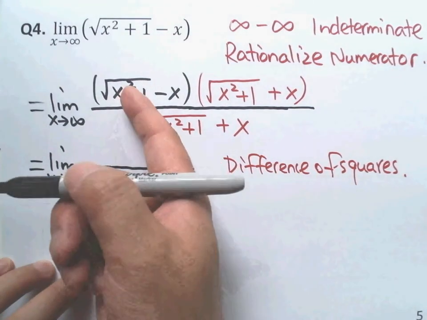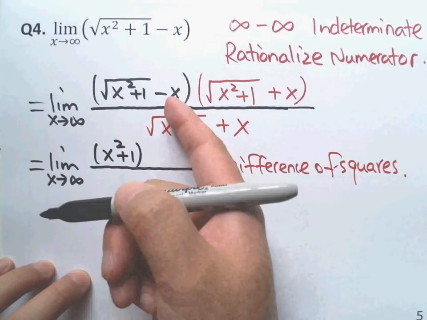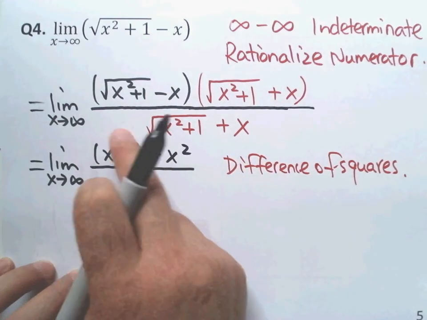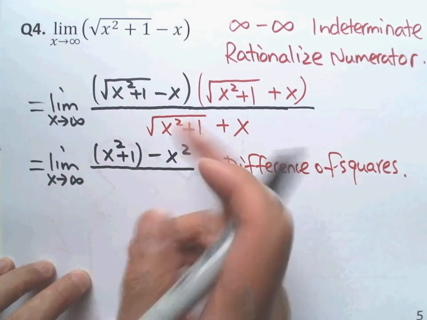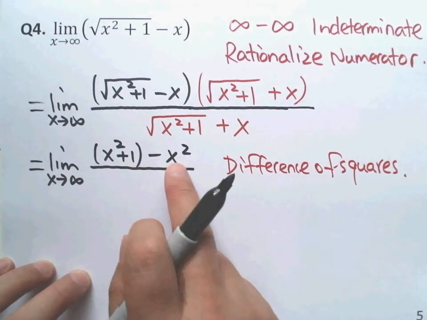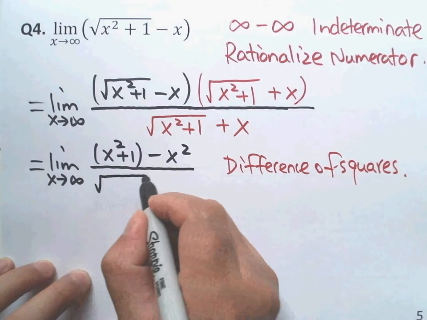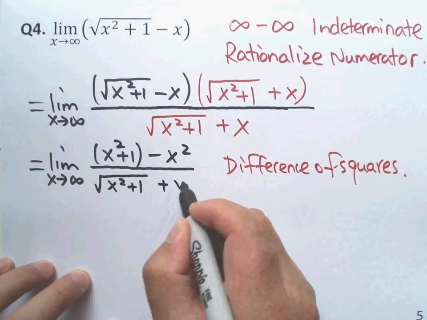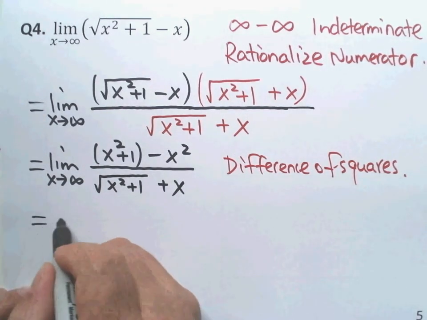If we write one more step, by the difference of squares, this square is x squared plus 1 minus x squared. That's the square of the square root. I take the square root away, right? So this is the difference of squares, and at the bottom I just copy: x squared plus 1 plus x.